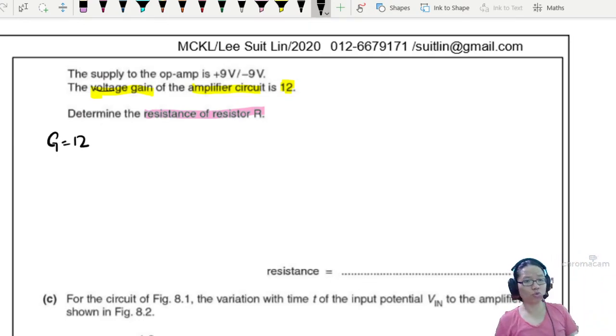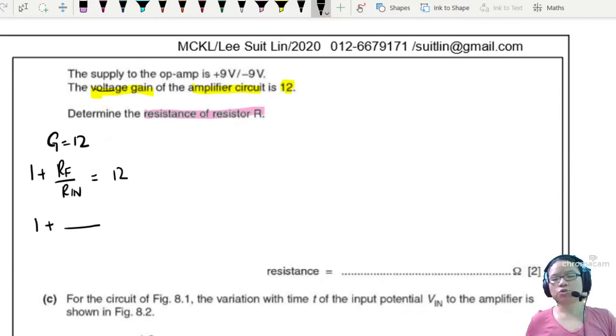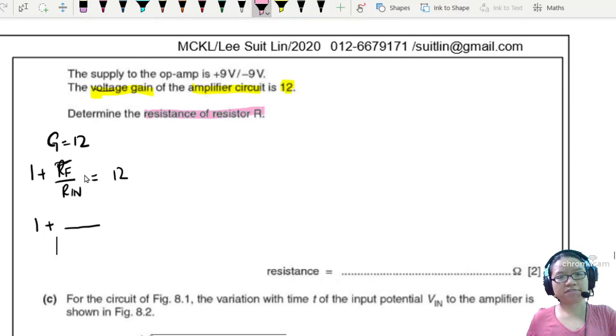There are two ways to do this. Either you already know the equation for gain, which is 1 plus Rf over Rin. This will be equal to 12. So when you use this equation, you have to be careful what you ratio. The resistor here is the feedback resistor, the one on top.